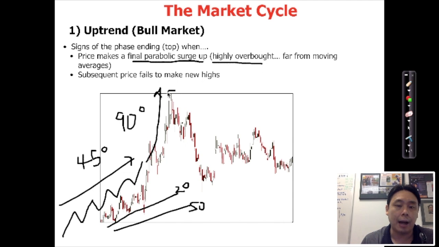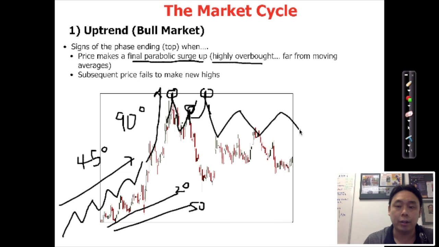And once it makes that high over there, you find that subsequently it can't make higher highs. It makes a lower high over here. So once it can't make a higher high, it makes a lower high or makes the same high, you know that the market has topped and it's going to go into a consolidation distribution phase, or it's going to plunge immediately into a downtrend.